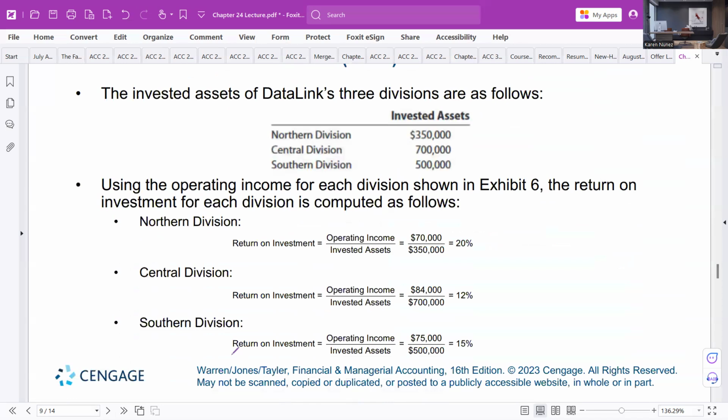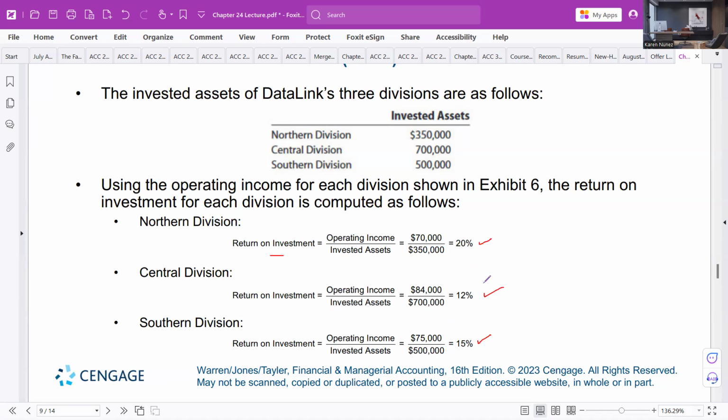So in this example, with these three sister divisions, Northern, Central, and Southern, we have the ROI, the return on investment. So 20%, 12%, and 15%. So interpretation. What this tells us for the Northern division is, given a dollar investment in assets, we're generating a 20% return. So 20 cents on the dollar. For every dollar invested in assets in the Northern division, we're getting a 20% return, or 20 cents in operating income. And for the Central division, given a dollar invested in assets, we're only getting 12%. And for the Southern division, given a dollar invested in assets, we're only getting 15%. So again, kind of a horizontal comparison. We can compare these three sister divisions.